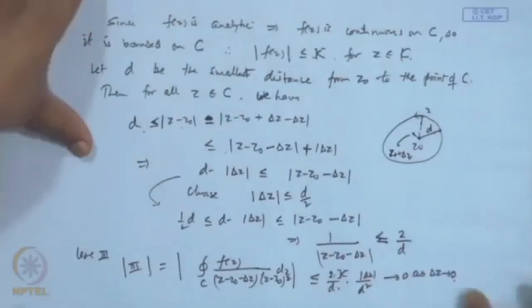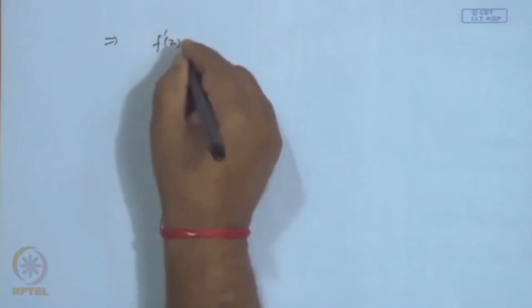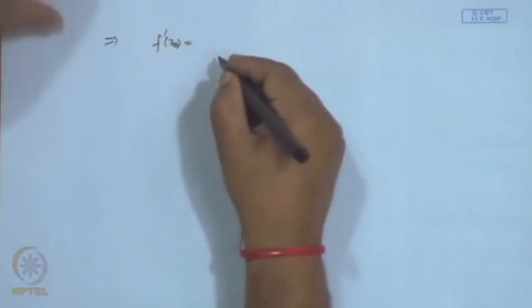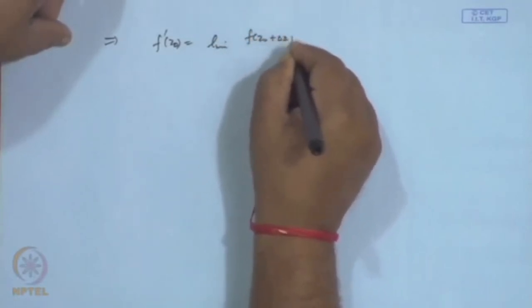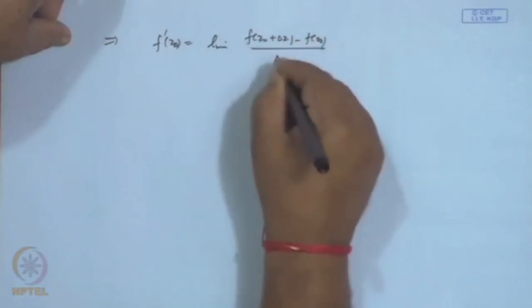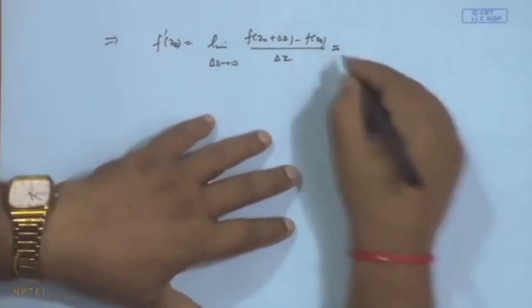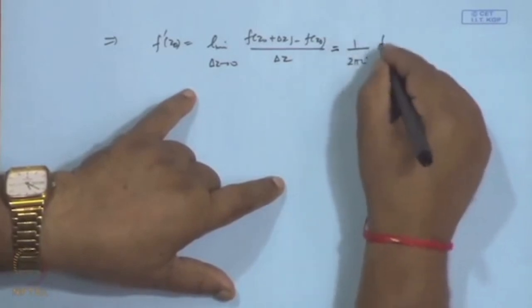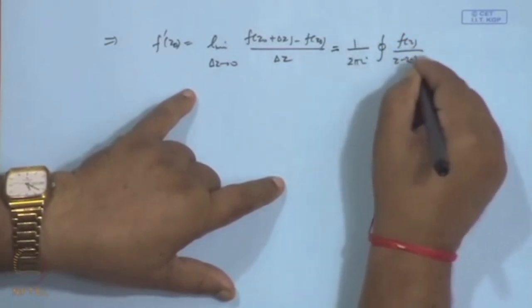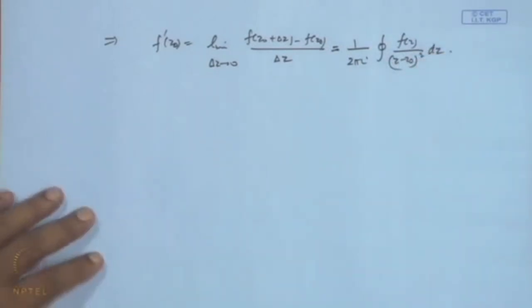So this implies that the derivative f′(z₀) is equal to the limit of (f(z₀ + Δz) − f(z₀))/Δz as Δz tends to 0, and this comes out to be the same as 1 by 2πi integral of f(z) over (z − z₀)² dz, is it not? So that is proved.